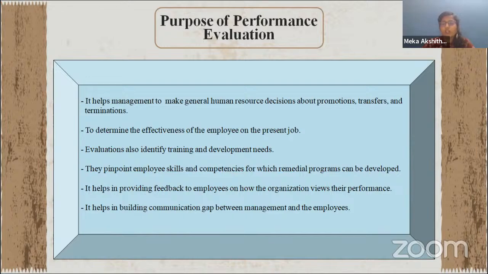And also the most important factor which performance evaluation plays is that it acts as a motivational tool. It enhances the motivation of the employee. So tell me, how does performance evaluation enhance the motivation of the employee?